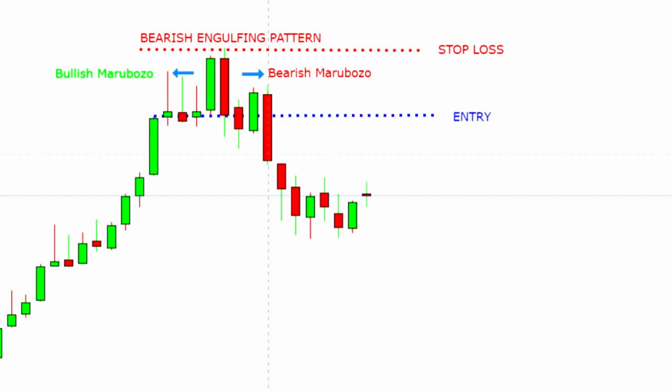Friends, now on real charts, you will be given some examples of bearish engulfing pattern so that you can compare imaginary charts with real charts. Friends, in this chart, after a proper uptrend, a bullish Marubozu candlestick was formed. Next candlestick, bearish Marubozu was formed, and the formation of bearish engulfing pattern was completed. Then breakdown, and bearish engulfing pattern has done its job.